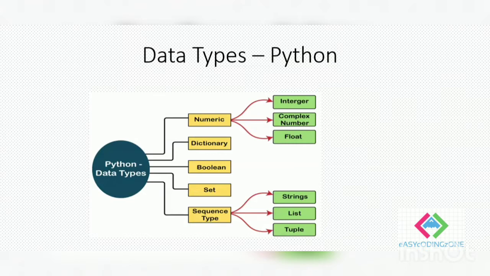Python is an object-oriented programming language, and everything in Python is an object. Data types are actually classes, and variables are instances of those classes. So let's see in detail the types of data in Python. We have numeric data type, dictionary, boolean, set, and sequence type. Numeric data type further classifies as int values, complex numbers, and floating values. Similarly, sequence type of data has strings, lists, and tuples.